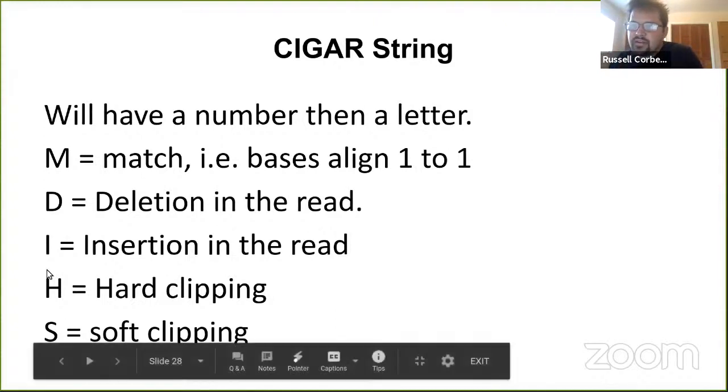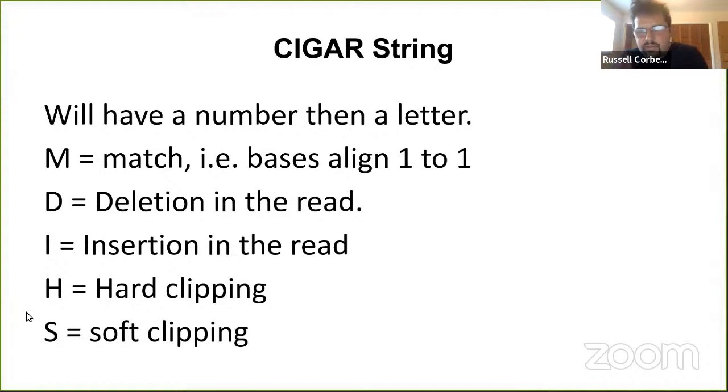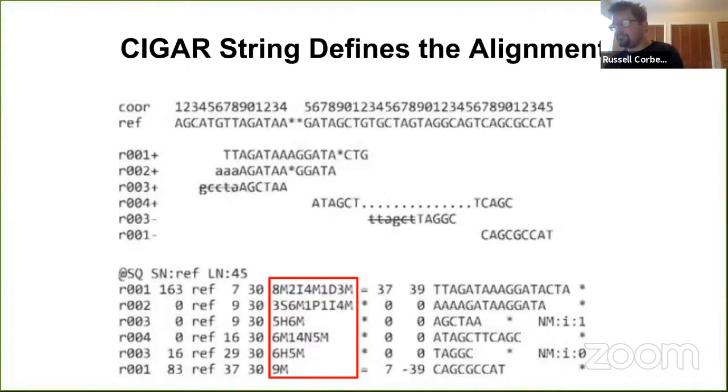The vast majority of the time, you will never see hard clipping. Most aligners just do what's called soft clipping. And they do that at the ends of a read where maybe an error makes it very hard to see exactly how that should align, and we just throw it out. There's other reasons as well. Okay. So again, cigar string is the thing you care about here. It defines the nature of your alignment.